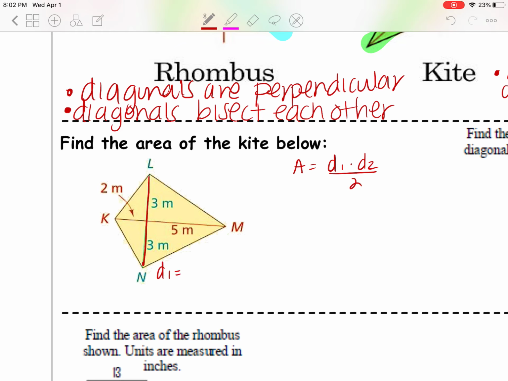And again, it doesn't really matter who you label as your diagonal 1 or diagonal 2, because at the end, you're just multiplying these two. So again, it doesn't matter how you label them. But I'm going to go ahead and label the diagonal LN as my diagonal 1. The length of my diagonal 1 is 3 plus 3, which would give me 6 meters. KM is my diagonal 2. And the length of my diagonal 2 will be 7.